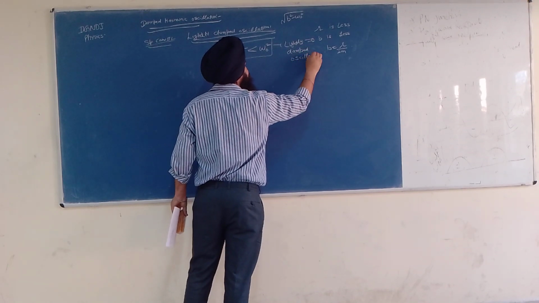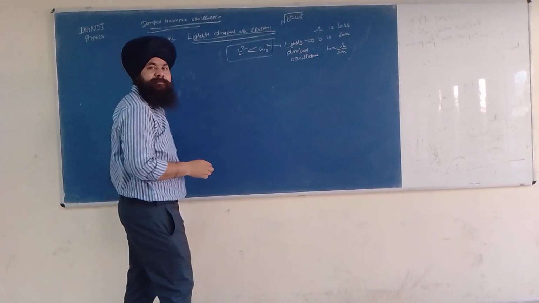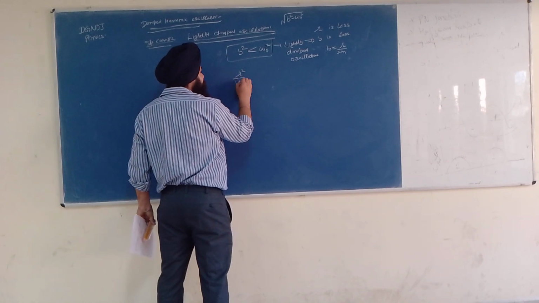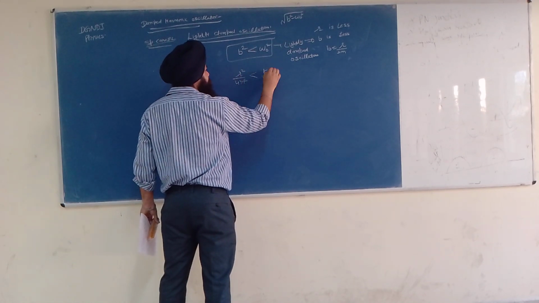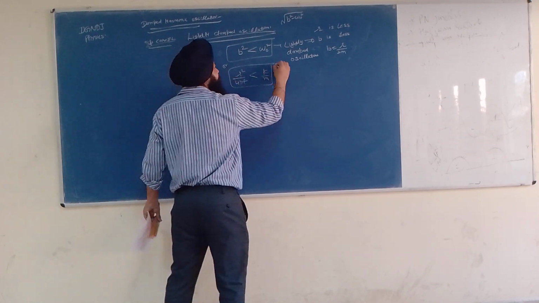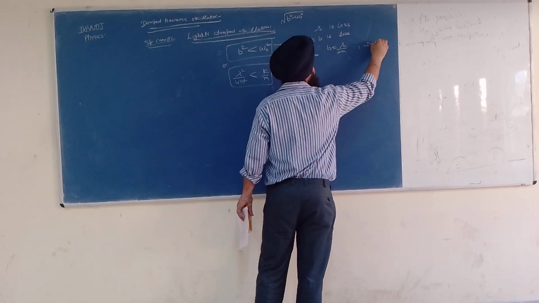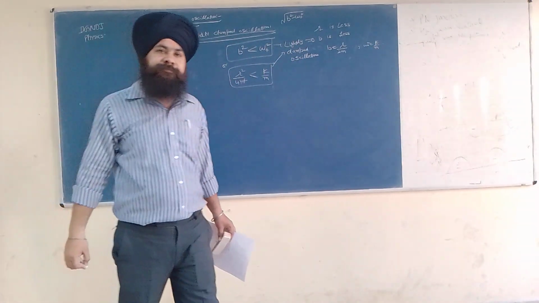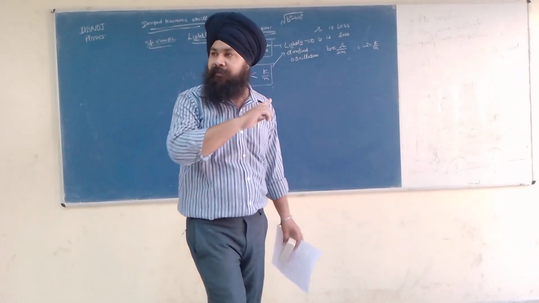Lightly damped oscillations. What is B? B is equal to R by 2. So the condition will be R square by 4m square must be greater than K by M, because omega naught square is equal to K by M. Are you getting this point?